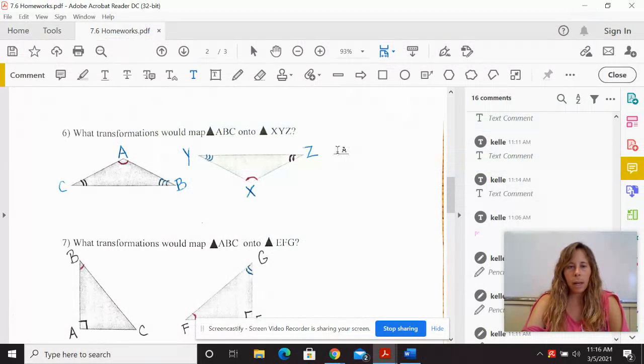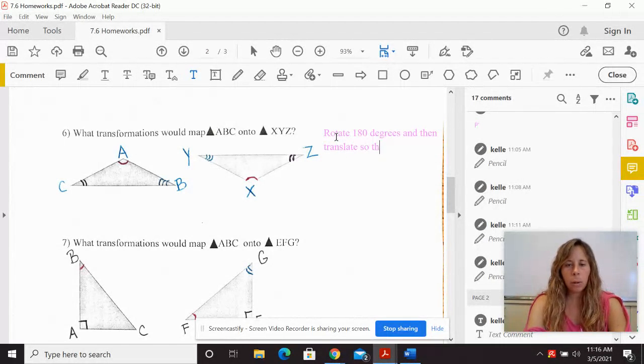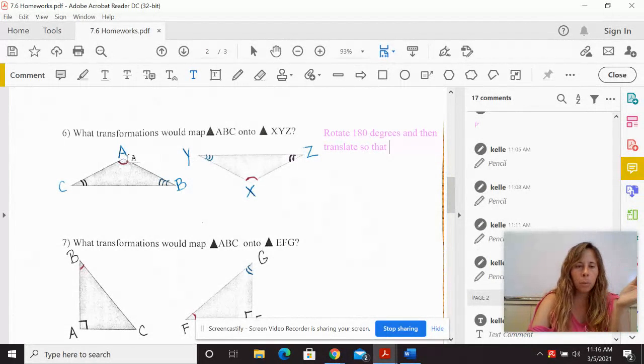So when you're writing that, rotate 180 degrees, and it doesn't matter if you go clockwise or counterclockwise, you get the same thing. So you can just say rotate 180 degrees and then translate, so that now is when you're matching up your points. So point A lands on point X, or you could say point C lands on point Z, or point B lands on point Y, whatever one you want to say.